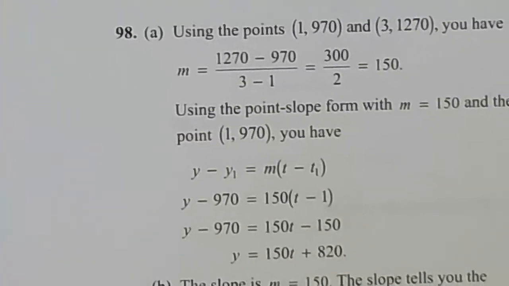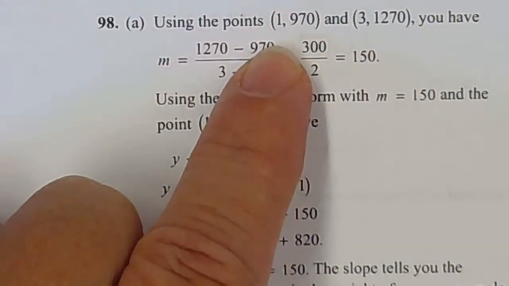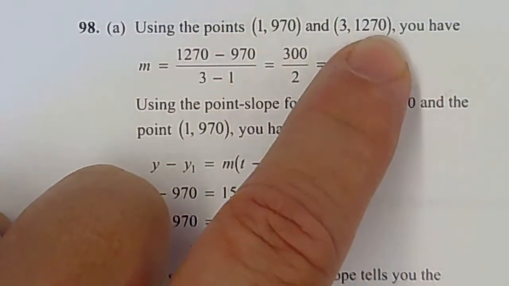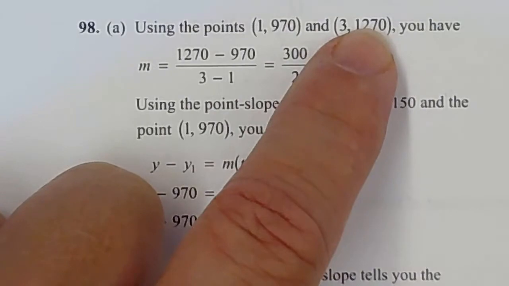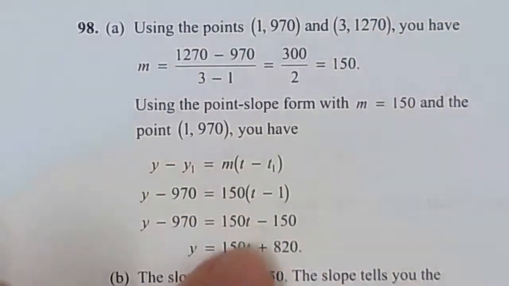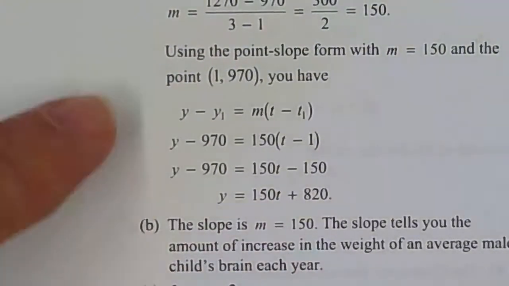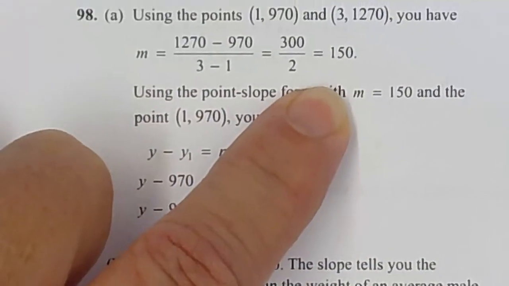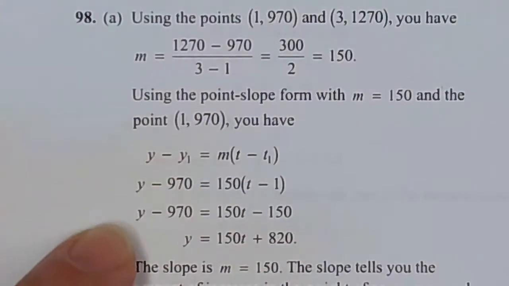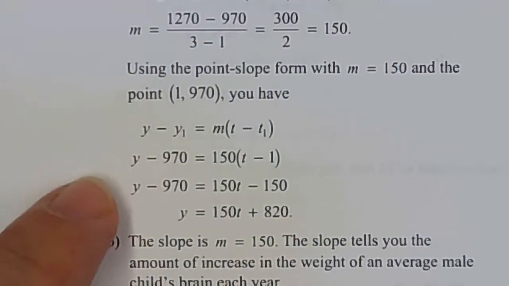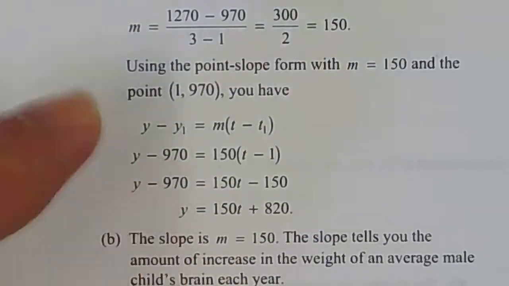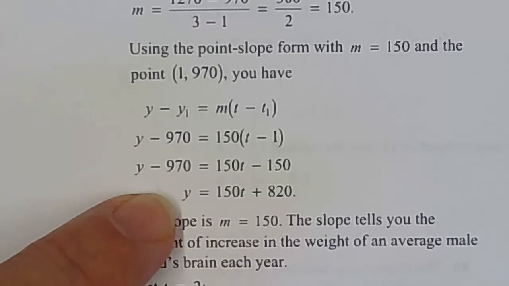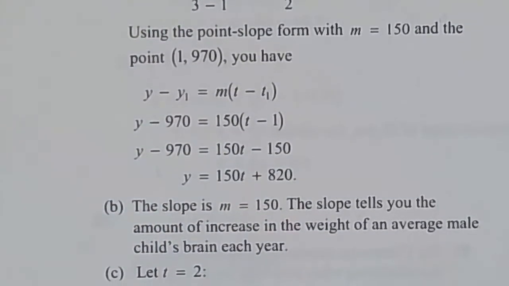Here's 98A. Once again, check your coordinates. If it doesn't make sense, read it again at home and make sure you understand why they're setting up the coordinates this way. Okay, we have a slope of 150. Once you get the right coordinates, pick a point, throw it in point slope form to get this for your final answer. Okay, 150t plus 820, or 150x.